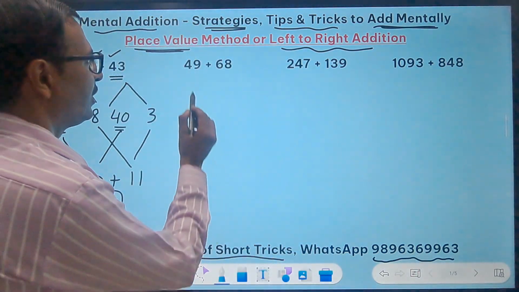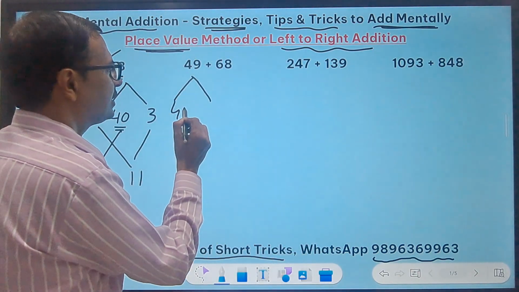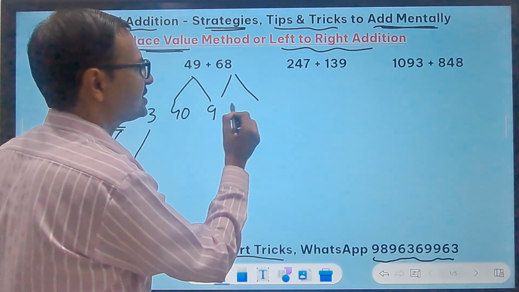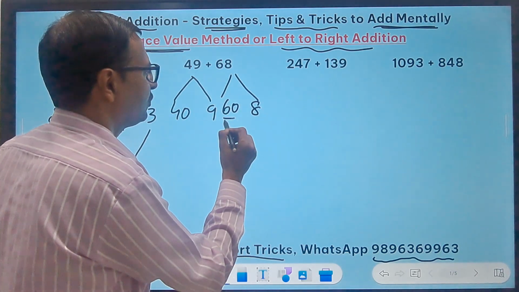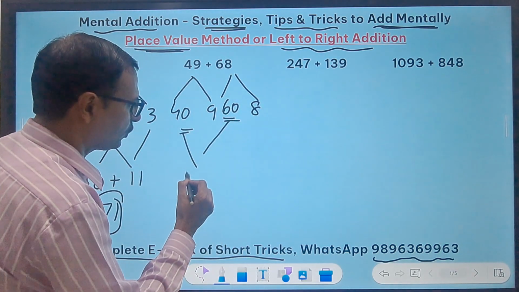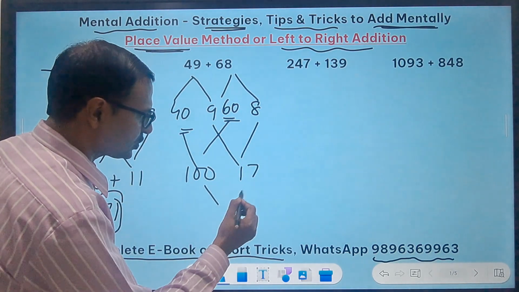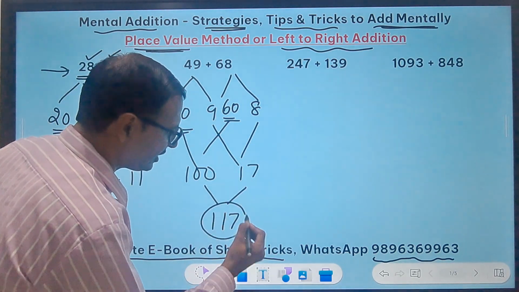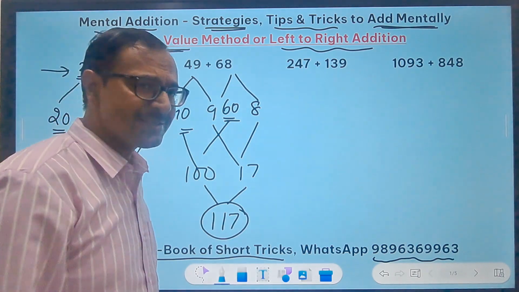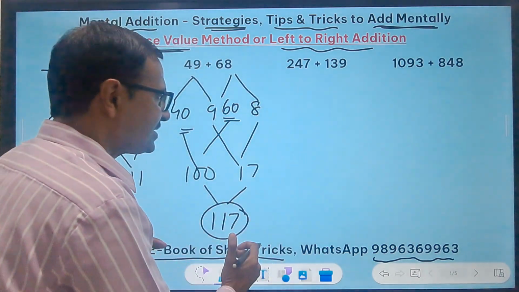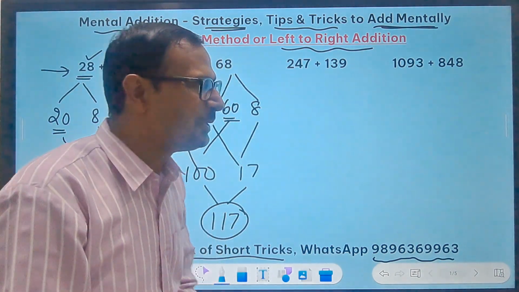Let's practice this. We have 40 and 9, we have 60 and 8. 40 and 60, they add up to 100, 9 and 8 adds up to 17, and so they add up to 117. See, the answer is 117. This is mental maths, mind you.